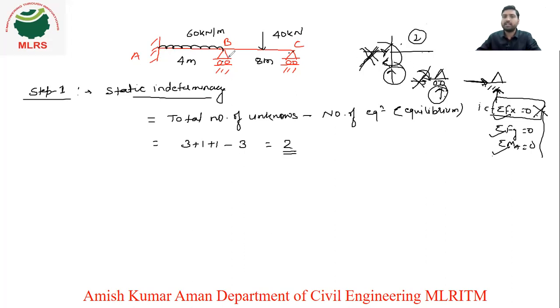So 2, and here 1 plus 1, so again plus 2, so it will be equal to 4, and minus the number of equations. Now because we have neglected the axial deformation, we will not use summation of Fx is equal to 0, right? So we have only two equations, summation of Fy is equal to 0 and summation of moments about any point is equal to 0. So that is only two equations, so it is equal to 2.